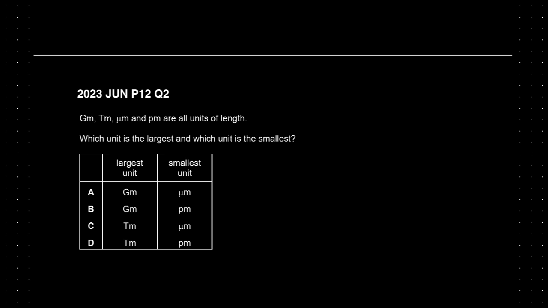Question 2. Gigameters, terameters, micro and pico are all units of length. Which unit is the largest? Which unit is the smallest? Tera is 10 to the 12, giga is 10 to the 9. So tera is larger. And the smallest one is pico, which is 10 to the negative 12. So this is D.